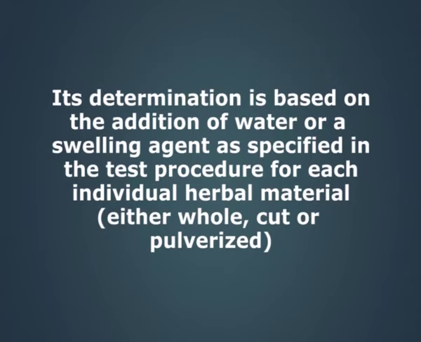Using a glass stoppered measuring cylinder, the material is shaken repeatedly for 1 hour and then allowed to stand for a required period of time. The volume of the mixture in milliliters is then read. The mixing of the whole herbal material with the swelling agent is easy to achieve, but cut or pulverized material requires vigorous shaking at specified intervals to ensure even distribution of the material in the swelling agent.